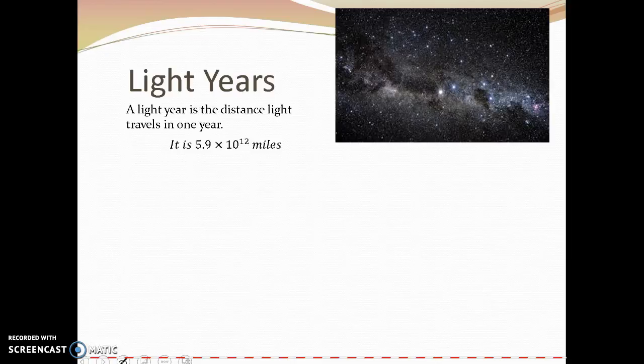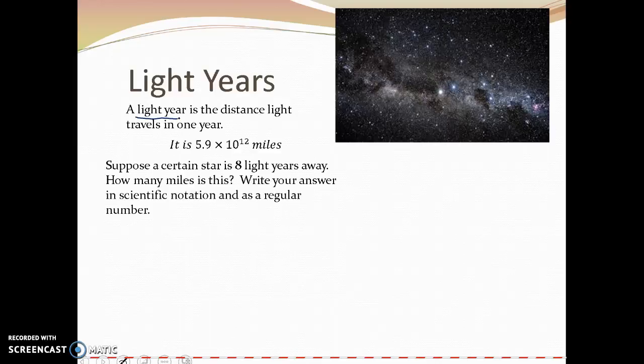I don't know if you've ever heard of a light year, but a light year is a distance that light travels in a year. So if you go out late at night tonight and turn on your flashlight and shine it up in the sky, in 1 year, those light rays will be 5.9 times 10 to the 12th miles away. That's quite a distance, but let's see if we can use that to answer some questions.